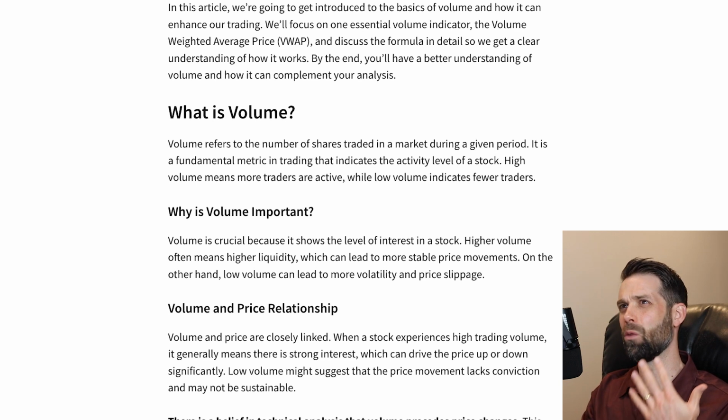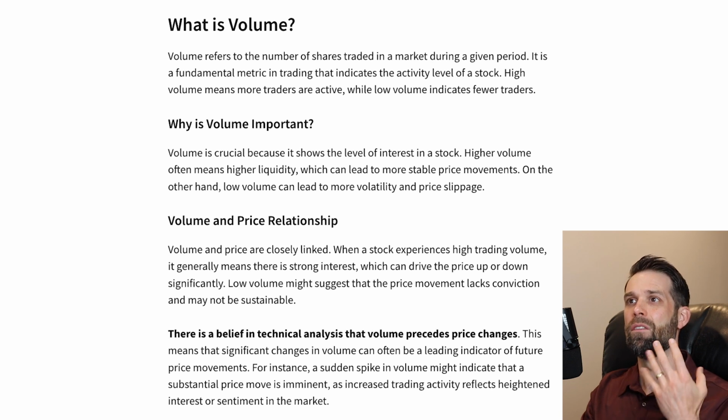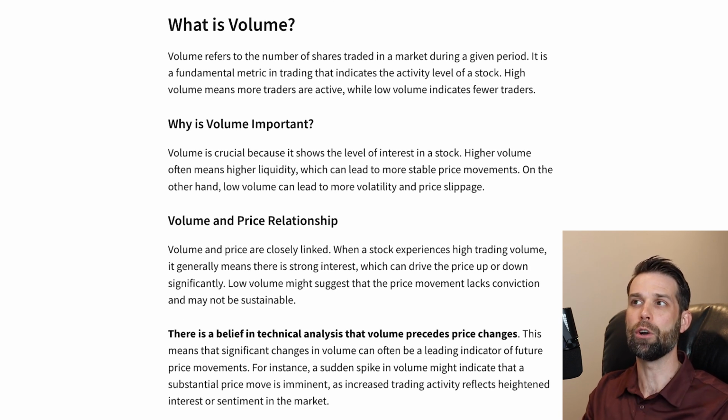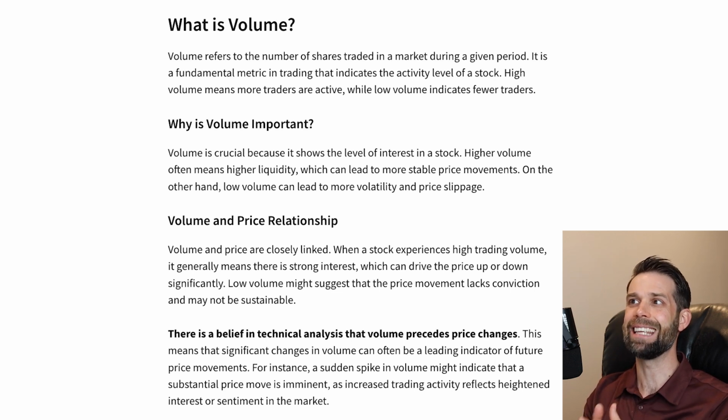In terms of volume, what is it? What's the pure definition? Well, volume refers to the number of shares traded in a market during a given period. We're talking stocks here, but it would apply to other markets as well. In the Forex market, you would be counting the number of currency pairs that are traded in a given time period. It is a fundamental metric in trading, and it indicates the activity level of a stock.